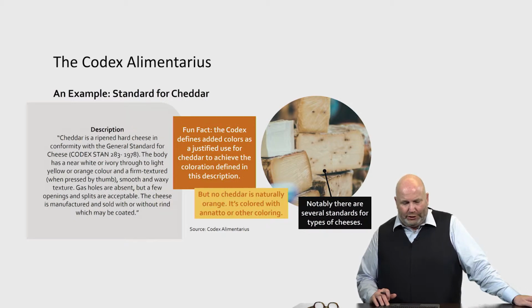So here's an example of cheddar cheese. As we think about what cheddar cheese is, here are the different standards for cheddar cheese. Cheddar is a ripened hard cheese, and here's the ingredient for cheddar cheese. It can be yellow, it can be white, it can be some variation of those.